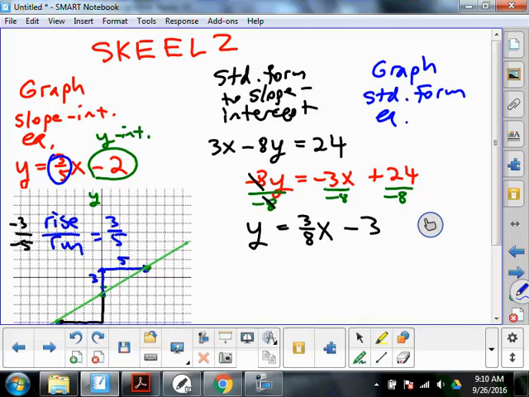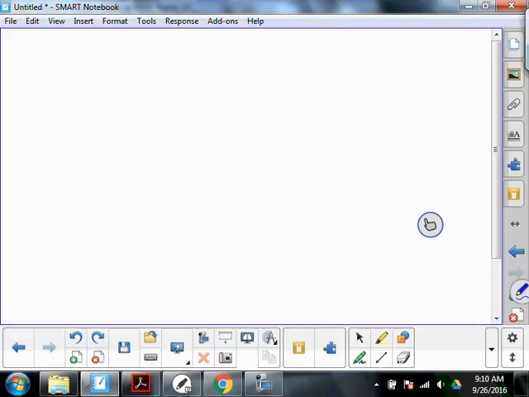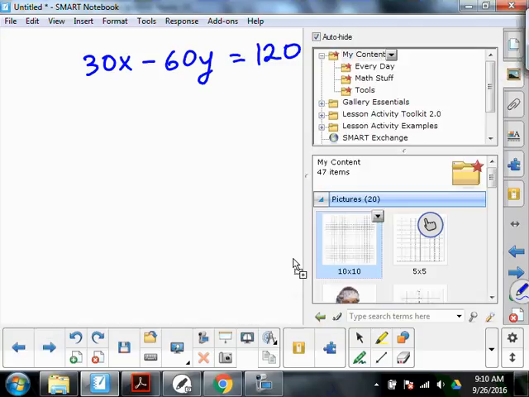Now this is one that reminds me of makeup. So suppose we had something like 30x minus 60y equals 120. Now I know what you're thinking. You're thinking, dude, our graph paper only goes from -10 to 10. There's no way this is going to fit. Well, dude, yeah, it is going to fit. Watch.